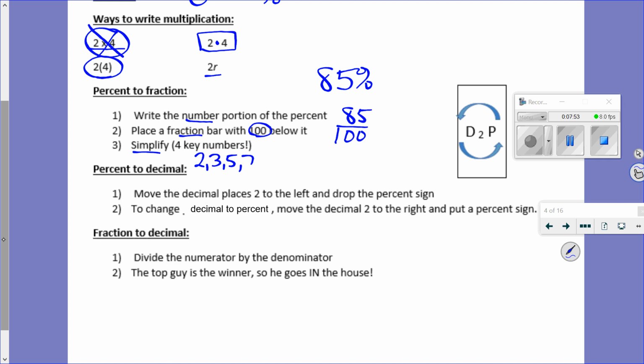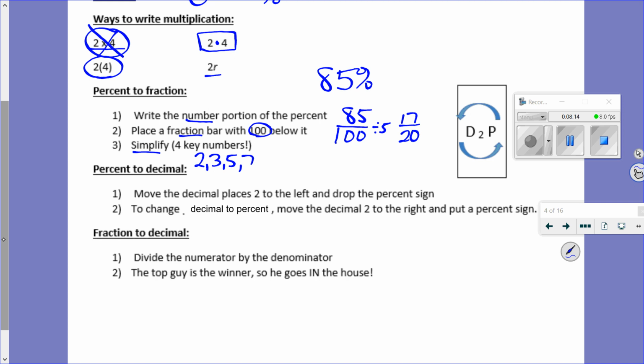Literally, all I'm going to do is I'm going to take my fraction. I'm going to check both numbers. Can I divide 85 and 100 evenly by 2? No. Can I do them evenly by 3? By 5? Yes. So I just go through that checklist until I say yes, and then I do it. So I divide those both by 5. That's going to give me 17 over 20.